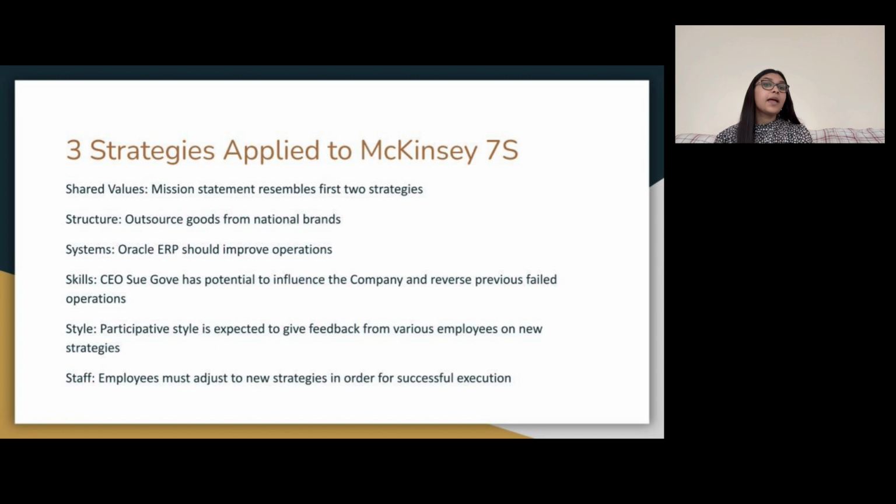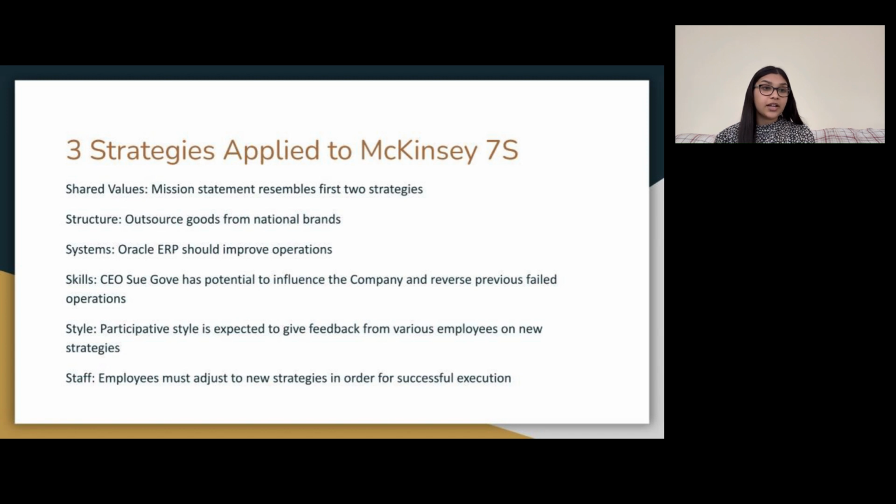For style, Bed Bath & Beyond's management style is participative. This means that leadership at Bed Bath & Beyond will engage their employees in all processes, including decision-making and managerial decisions. This type of leadership allows employees to be involved with the company and the decisions that they make. This will work smoothly for adapting all the strategies we recommend.